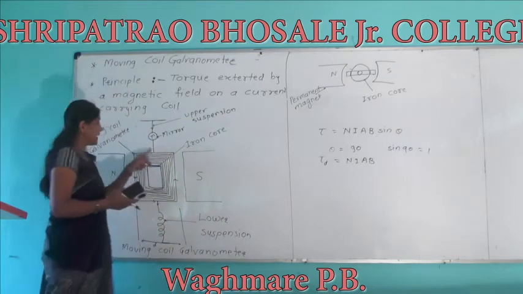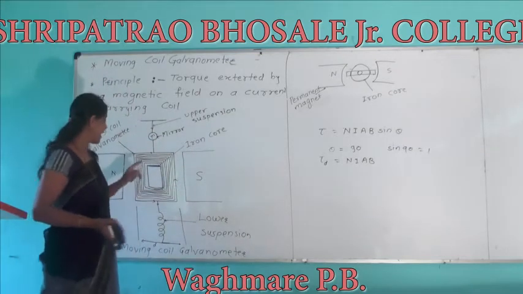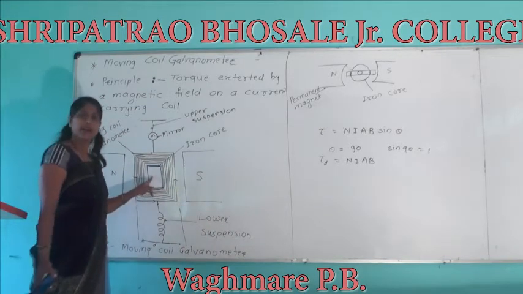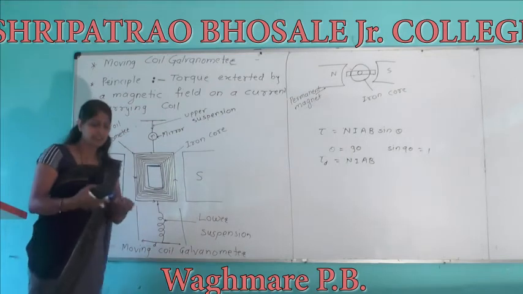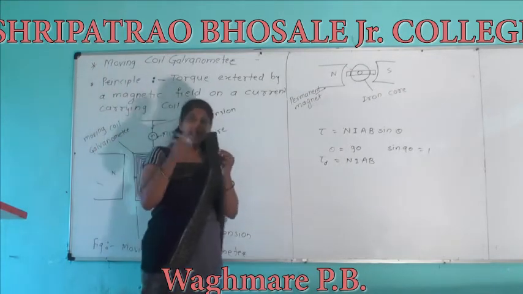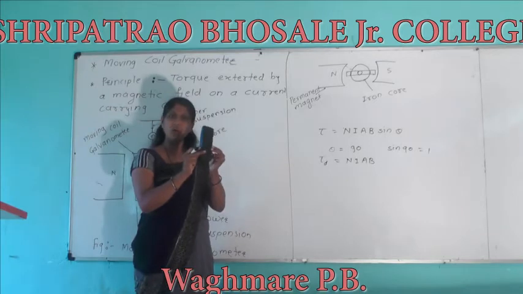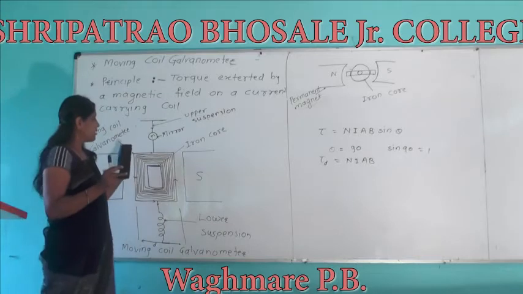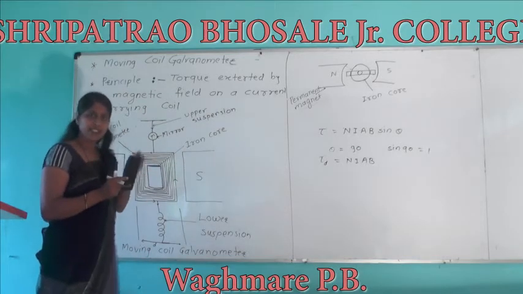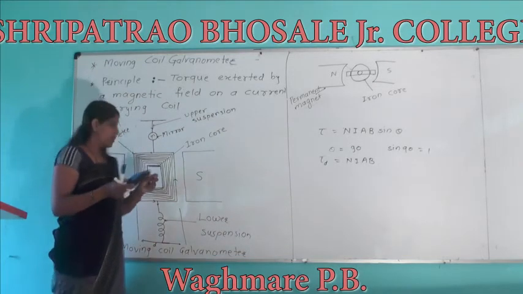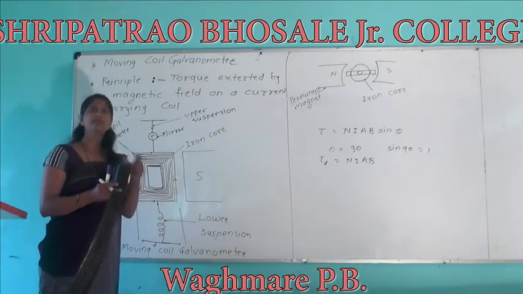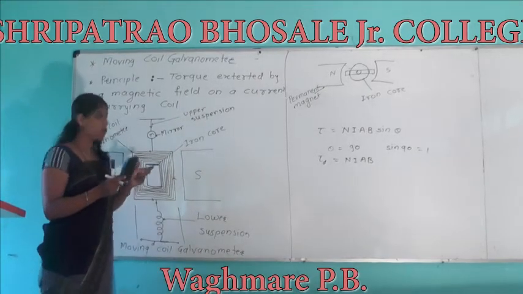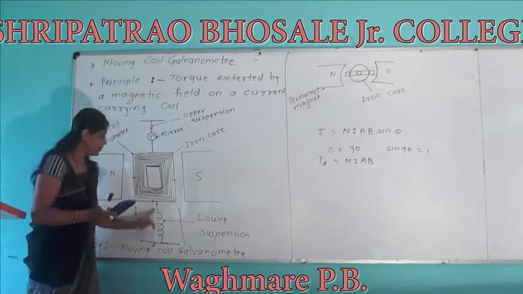Now, when current passes through this coil and the magnetic field is perpendicular to the area vector, then this coil starts to rotate. As the current increases, the coil starts to rotate. And when the coil rotates, the restoring force is produced in the coil. The restoring force is produced in the coil because there is a twist in this coil.